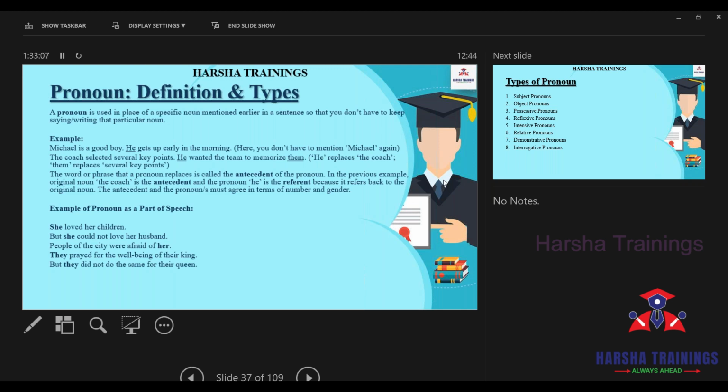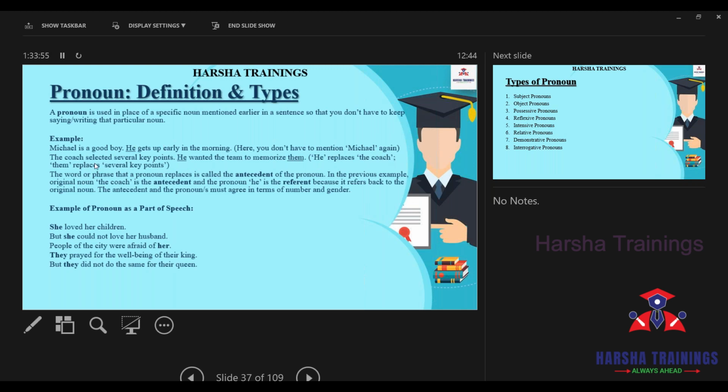As mentioned earlier, a pronoun is used in place of a specific noun that is mentioned earlier in a sentence, so that you don't have to keep saying or writing that particular noun again and again, right? Just to reduce the redundancy of the noun. Do you know what redundancy means? Repetition, repeating the word, that is called redundancy. Example: Michael is a good boy. This is the sentence that we have been using right from the start. Instead of saying Michael gets up early in the morning, we say he gets up early in the morning, right? We have reduced the repetition there. Here we don't have to mention Michael again.